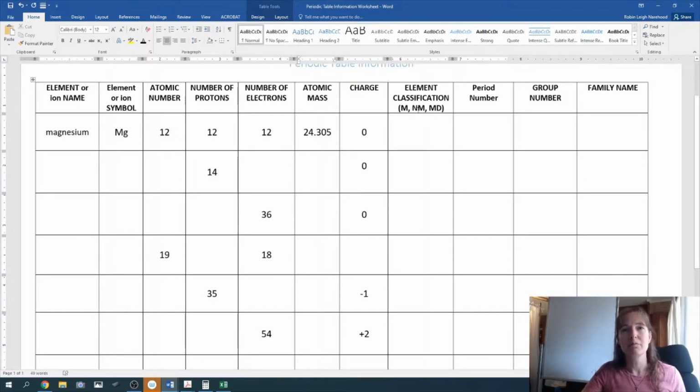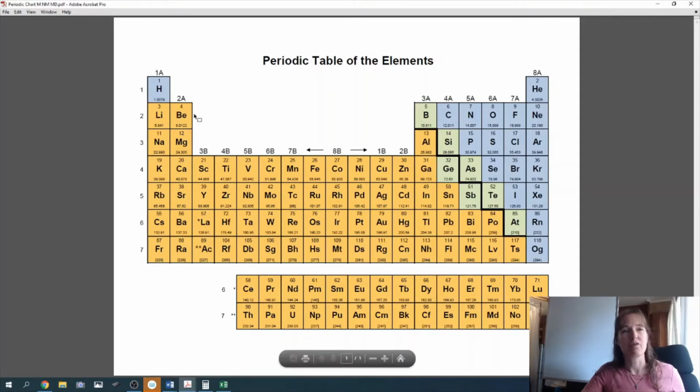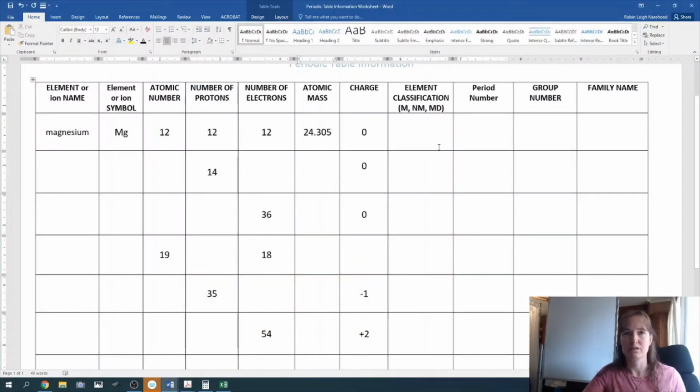Classification: M stands for metal, NM stands for nonmetal, and MD stands for metalloid. I have color-coded this so that the tan color are all of the metals, the green are the metalloids, and the blue are the nonmetals. Most of the periodic table is metal, and so magnesium atoms are metallic atoms. So we would put that it is a metal.